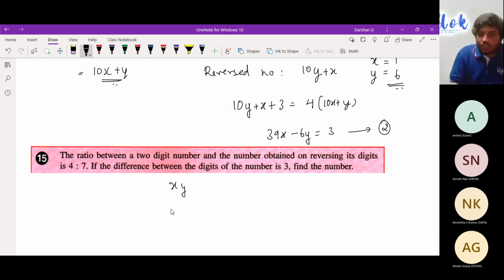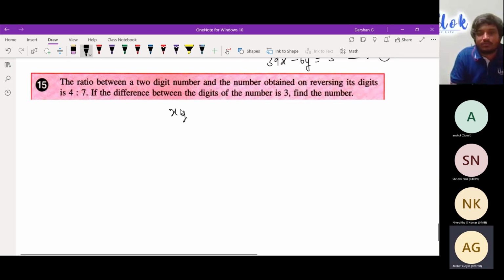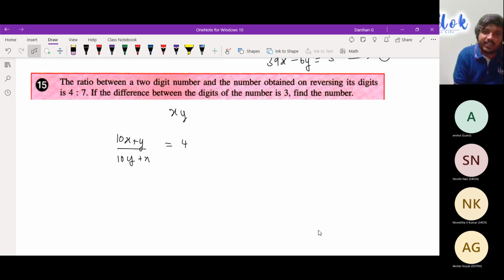I think we'll ask Akshat to tell the equation. Yes, sir. Can I just read it again? So basically (10x plus y) by (10y plus x) is equal to 4 by 7. Perfect. Second one. If the difference between the digits is 3, x minus y equals 3. Correct. From there, I think it's easy.